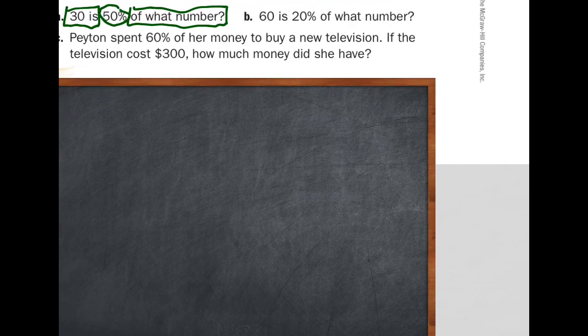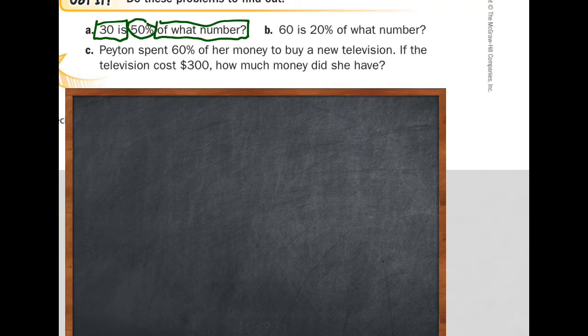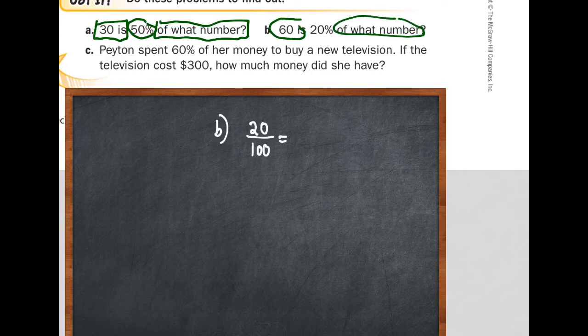So this time, I'm not going to write down the percent proportion, because remember, you guys have it in your book. But here's what you should have. So percent over 100, 20 over 100, equals is over of. And 60 is our is number of what number? We don't know. So 60 over we don't know.